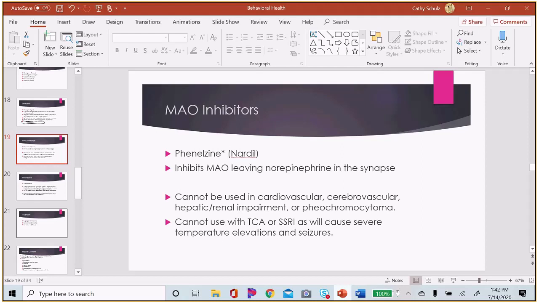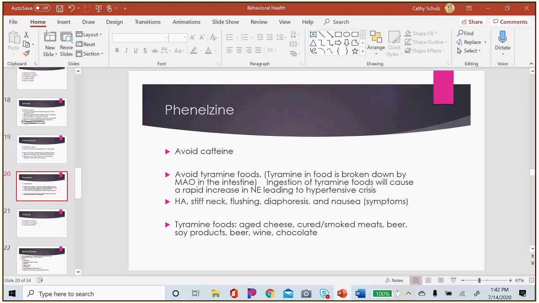with MAOIs. If the person has liver or renal impairment, then you have to be careful about the dosing because there's increased risk of toxicity. You have to avoid caffeine because that can also increase toxicity, and tyramine foods. So tyramine in food is broken down by MAO in the intestine. So if you ingest tyramine foods, you'll have a rapid increase in norepinephrine because you're not able to break it down, leading to hypertensive crisis.